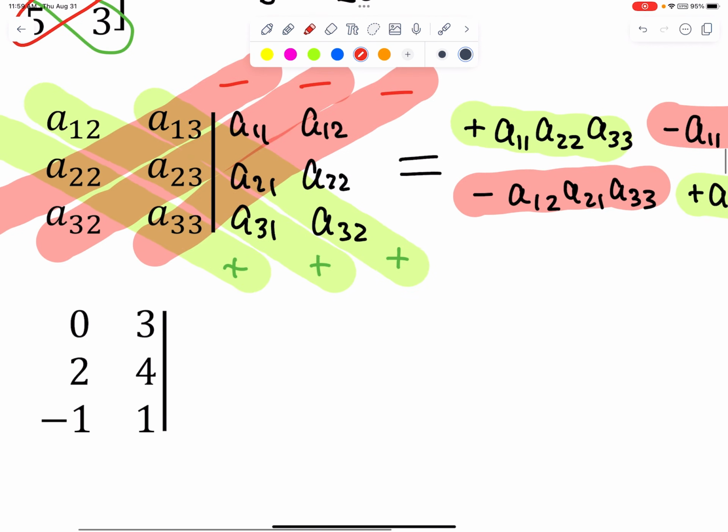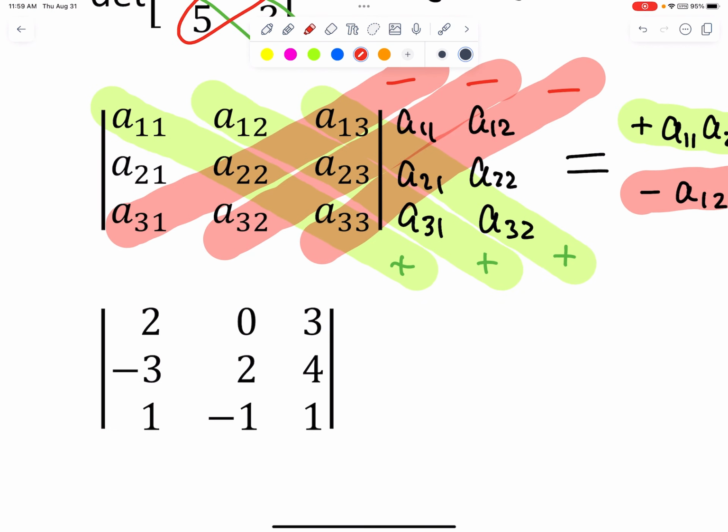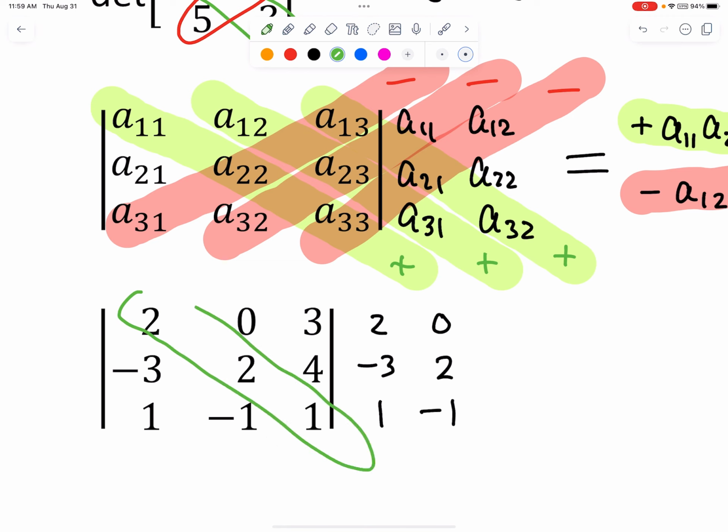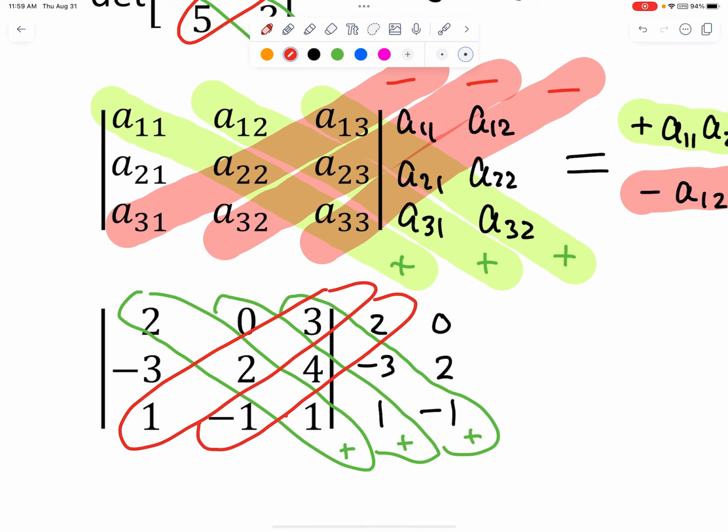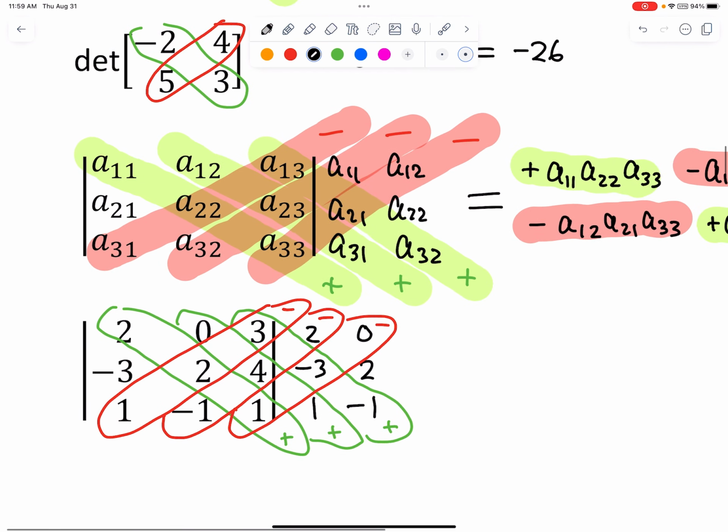Okay, let's apply that to finding the determinant of this 3 by 3 example here. I'm going to rewrite the first 2 columns and then multiply the entries on this diagonal, on this diagonal, and on this diagonal, and keep the sign of whatever I get. And then I will multiply the entries on these other diagonals, but change the sign of the product I get. And let's go ahead and see what this produces for us.